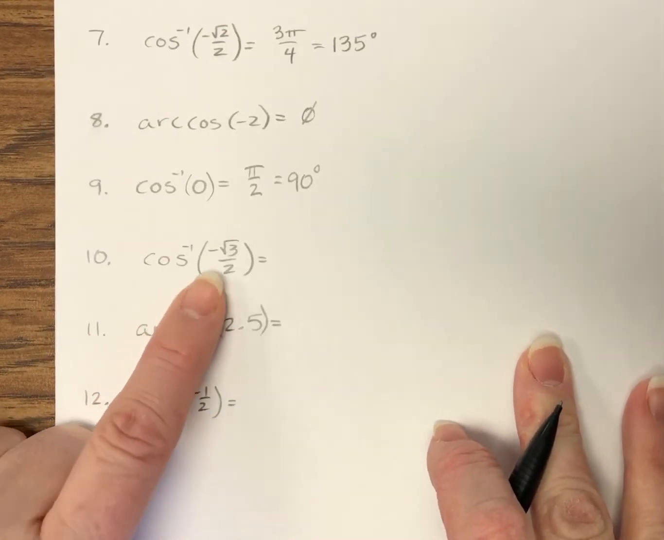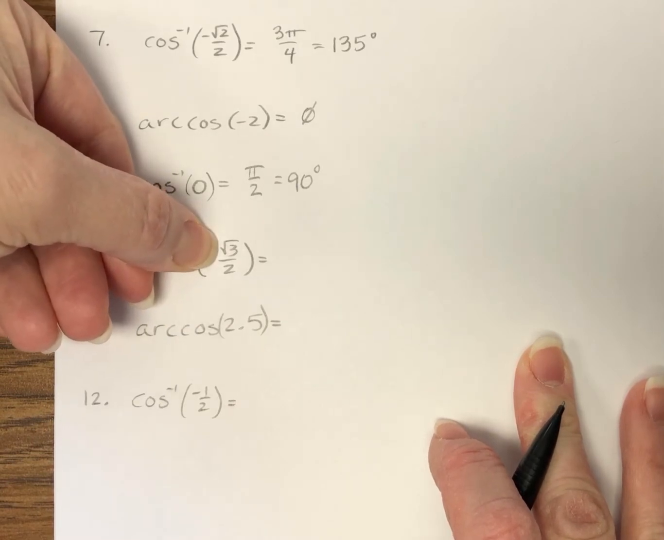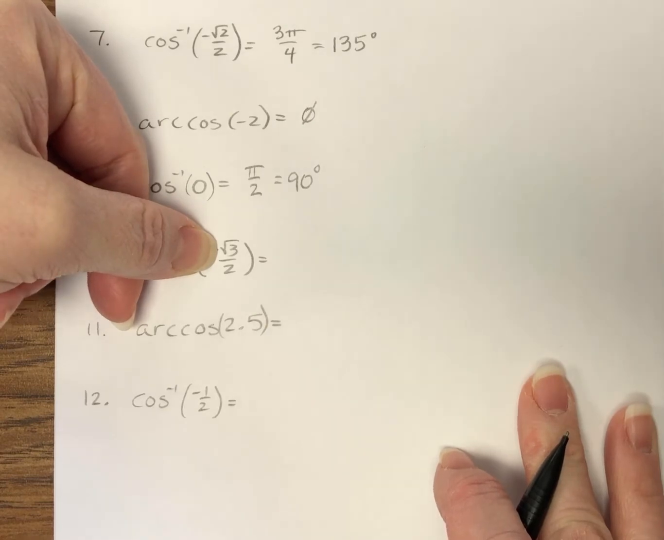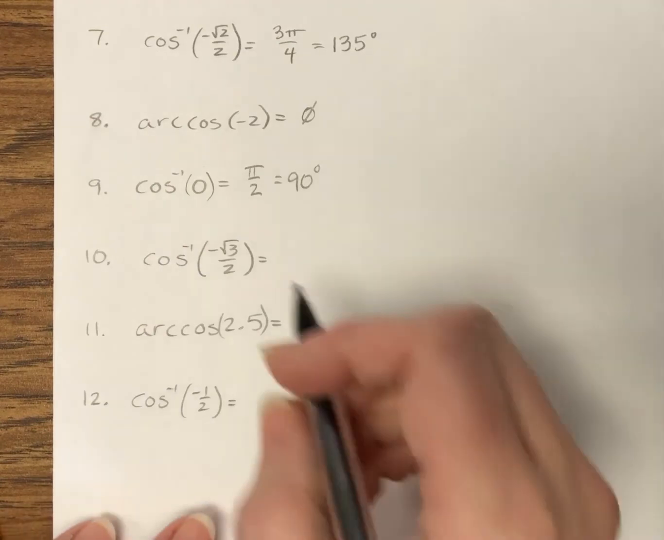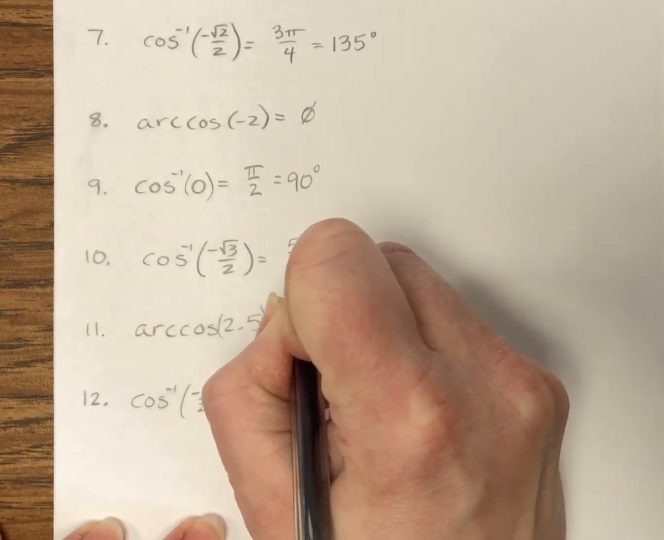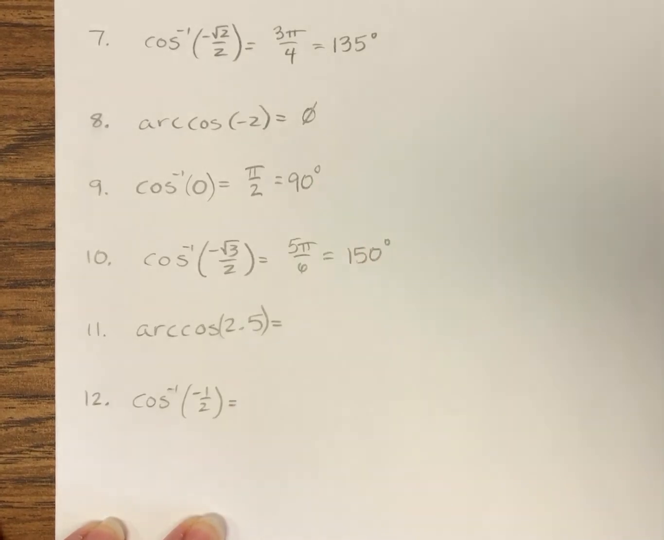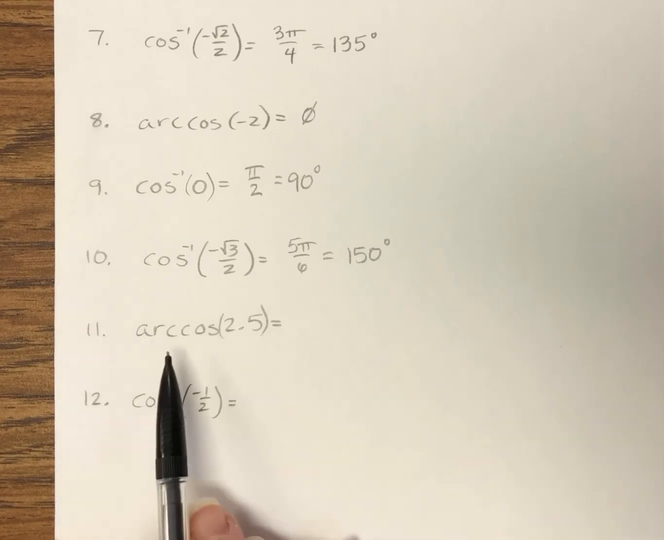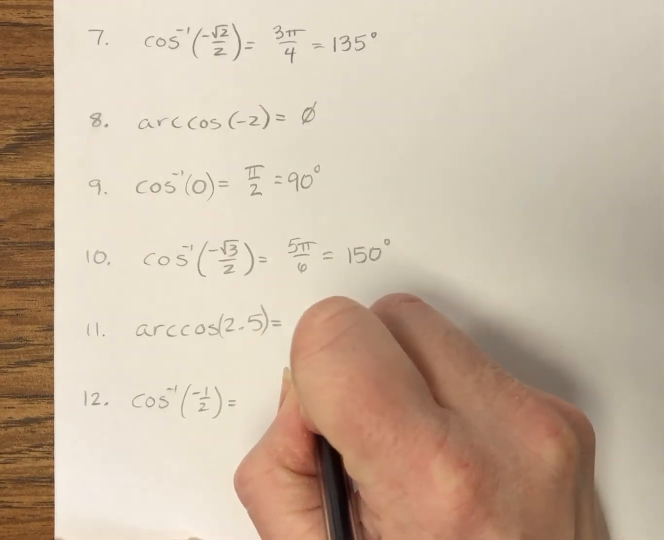Where is the cosine negative square root of 3/2? So I start with, where is cosine square root of 3/2? And then you end up with pi/6 or 30 degrees. But this negative puts us in quadrant 2. So our answer is going to be 5 pi/6 or 150 degrees. Where is the cosine 2.5? 2.5 is outside our domain, doesn't exist.